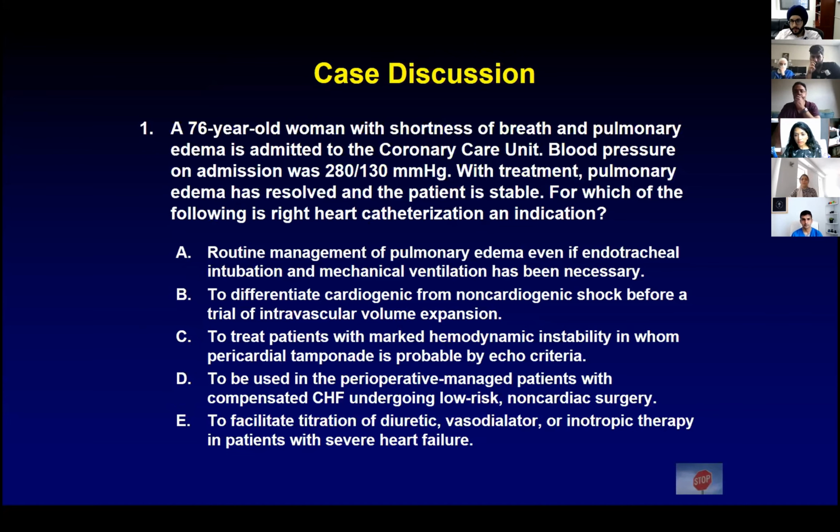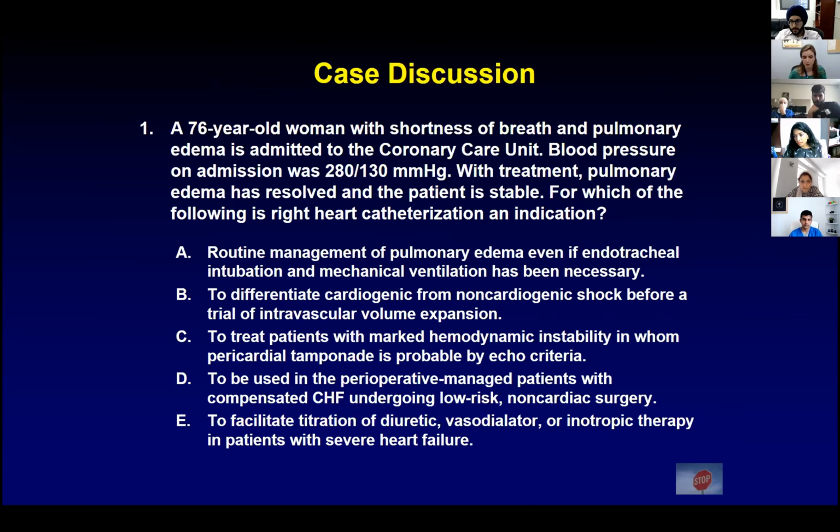For which of the following is a right heart catheterization indication? Routine management of pulmonary edema, even if endotracheal intubation and mechanical ventilation has been necessary. To differentiate cardiogenic versus non-cardiogenic before a trial of intravascular volume, or to treat patients with marked hemodynamic instability in whom tamponade is probable by echo criteria. To be used in the perioperative management of patients with compensated heart failure undergoing low-risk non-cardiac surgeries, or to facilitate titration of diuretic, vasodilator or inotropic therapy in patients with severe heart failure.